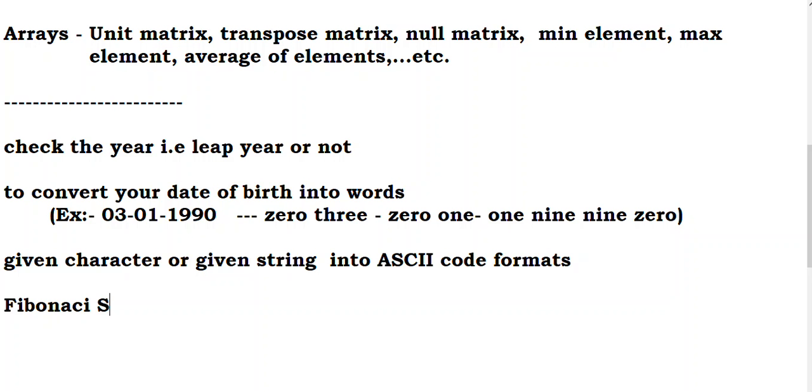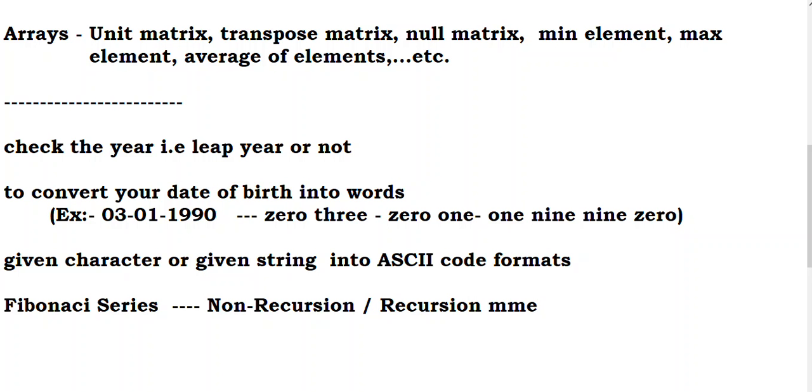In this Fibonacci series, you go with two methods. One is the non-recursion method, and the next one is the recursion method. So you go with these two methods, non-recursion and recursion, for the Fibonacci series.